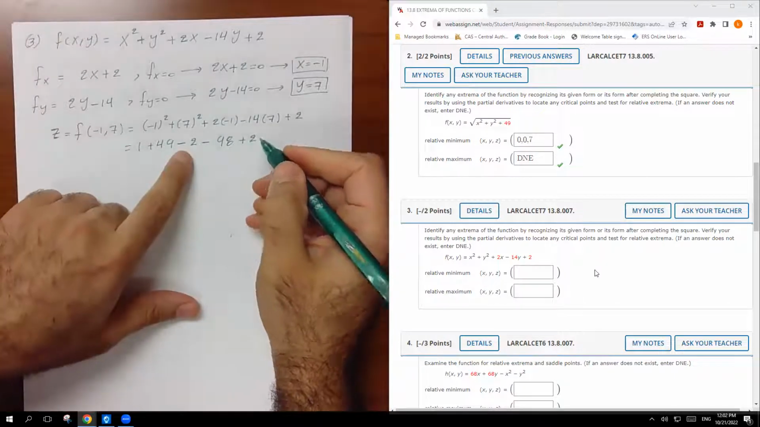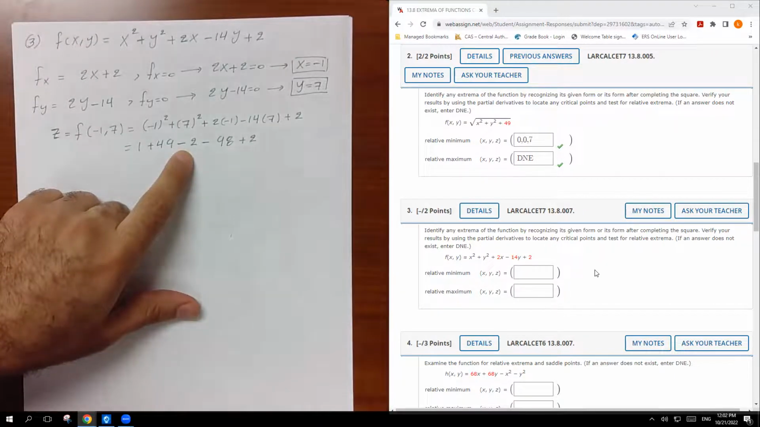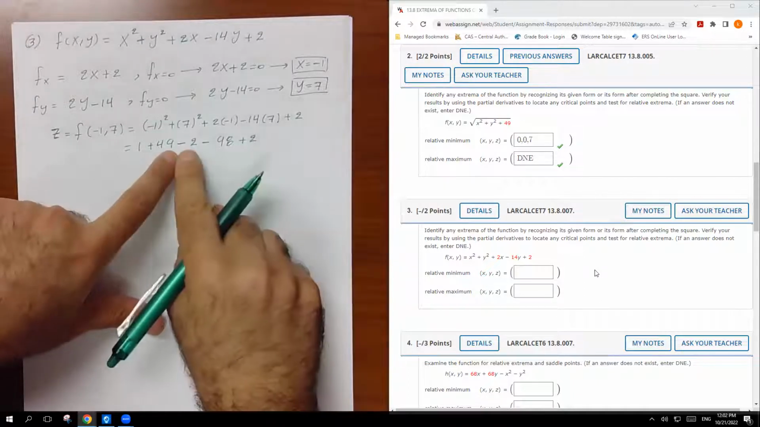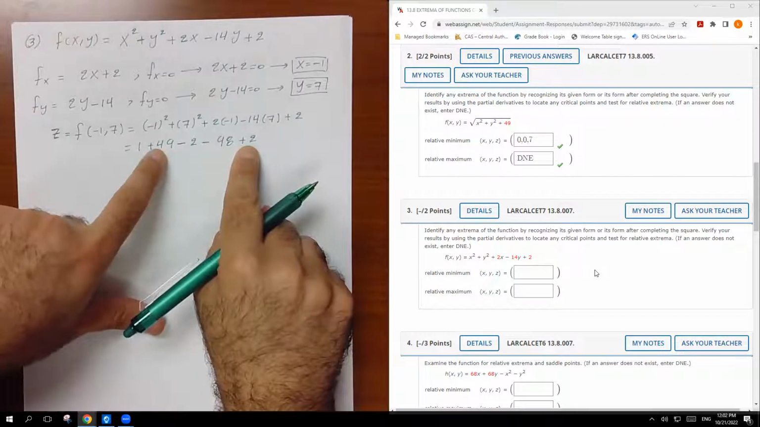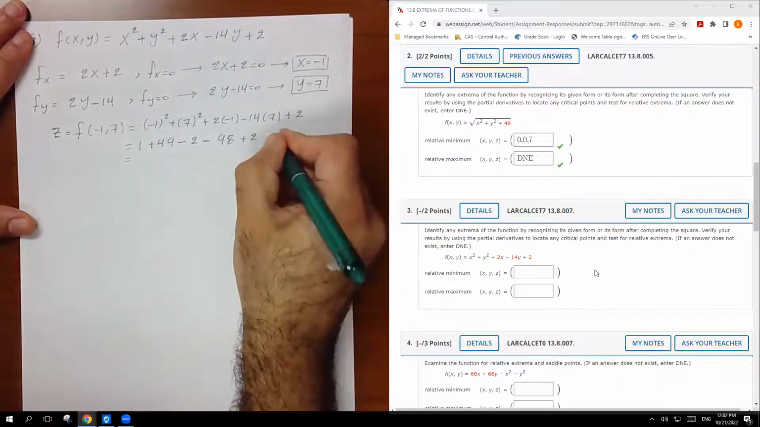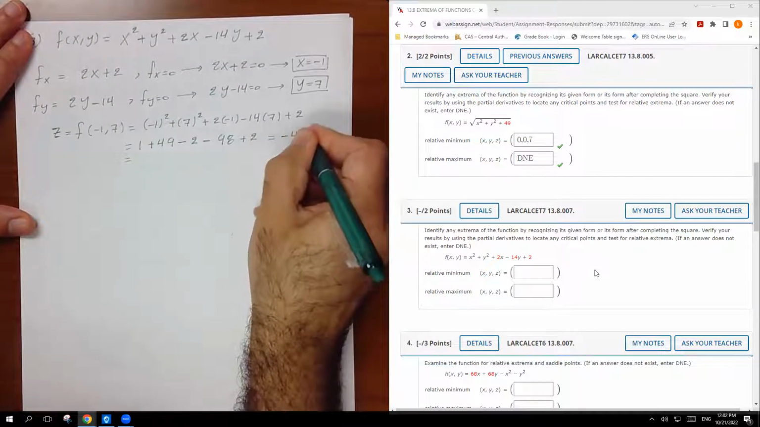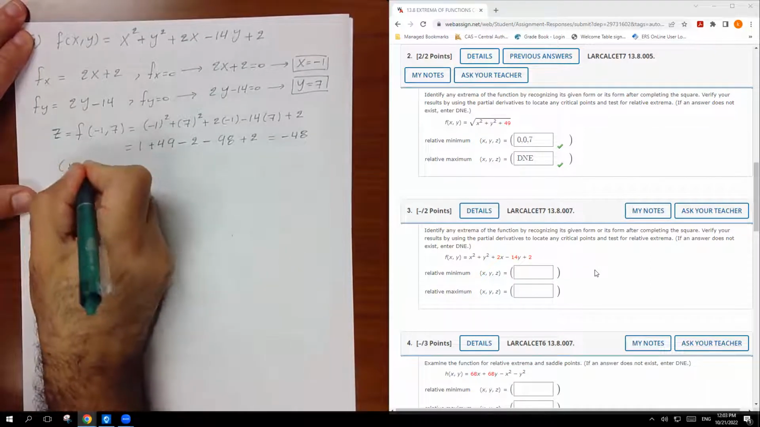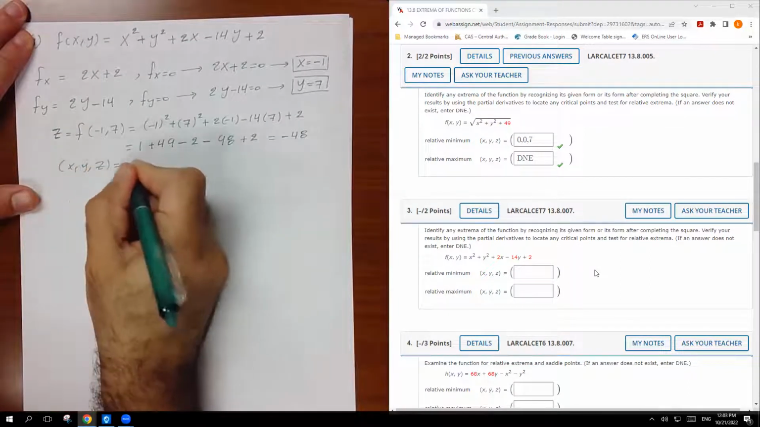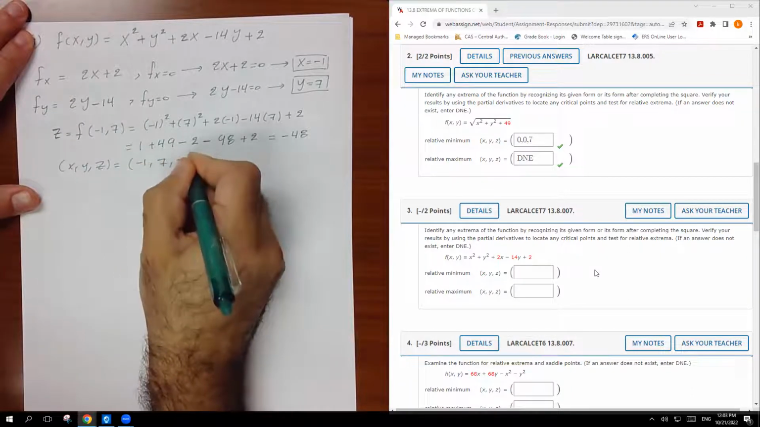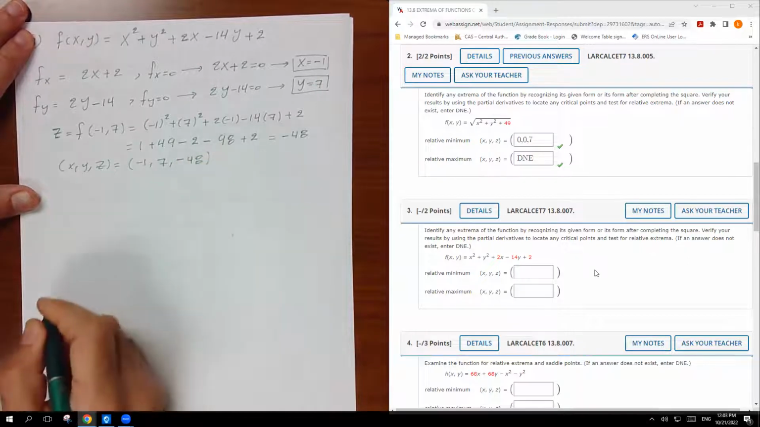Now let's combine these together. This one is 0. So it's going to be 50 minus 98, which is negative 48, because 1 plus 49 is 50, and this one cancels with this one. So that means our z component is negative 48. So the critical point with x, y, and z is going to be negative 1, y is 7, and z is negative 48. This is the critical point.